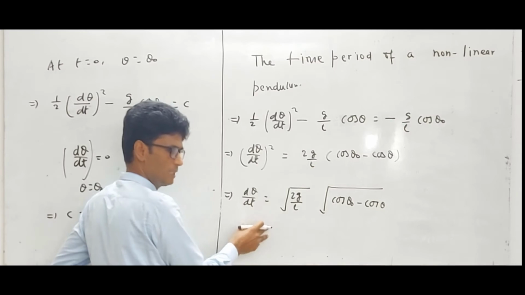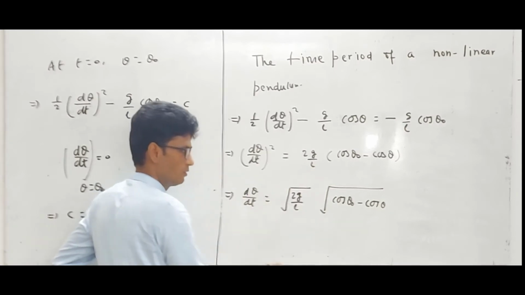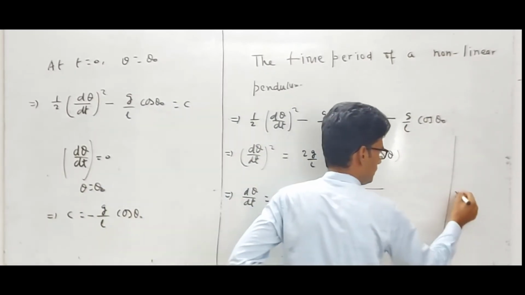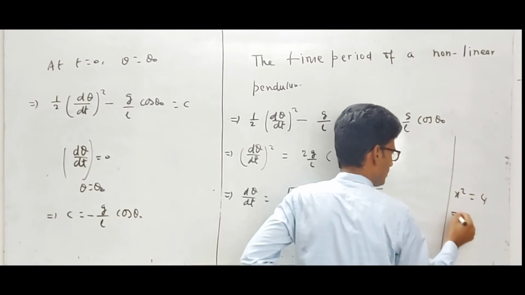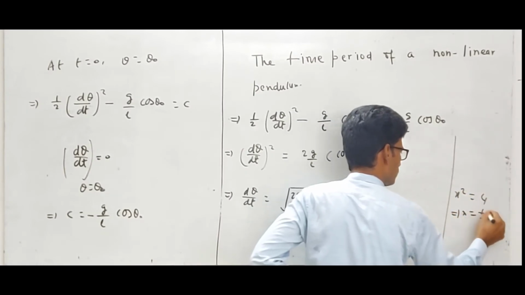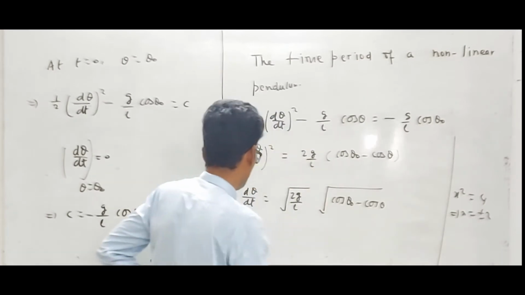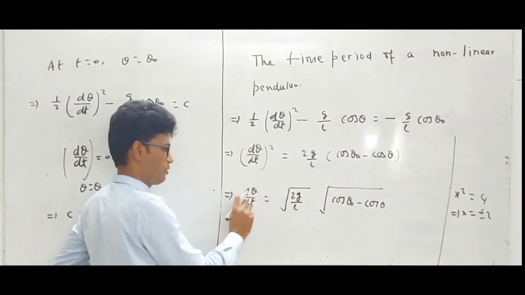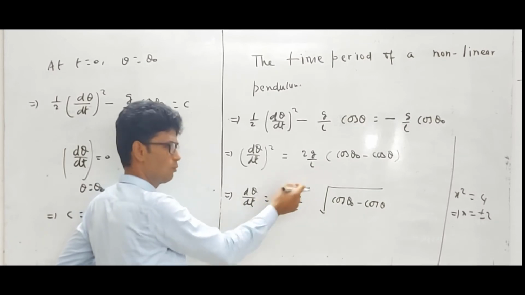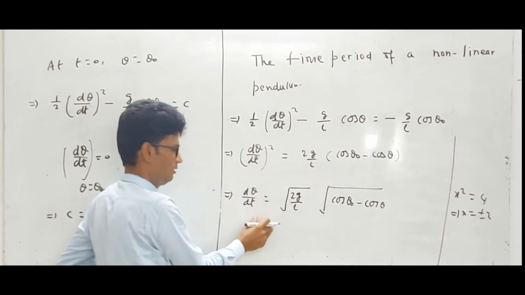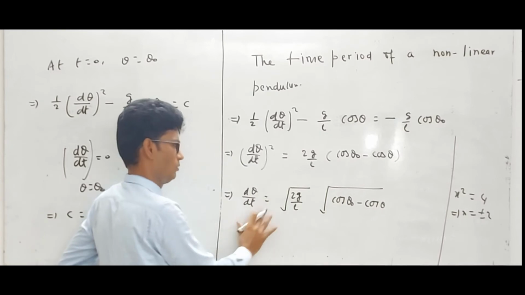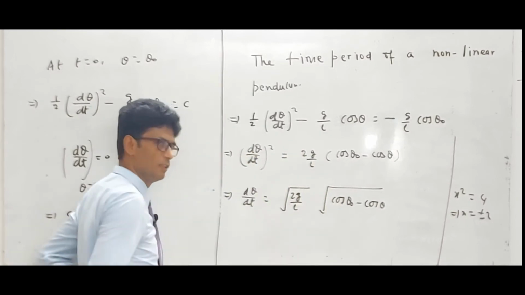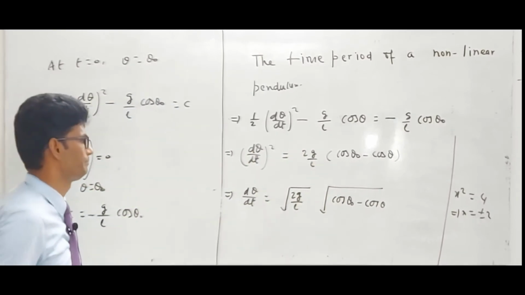Okay, so here the plus minus, as you know, x square is equal to 4. This implies x equal to plus minus 2. But here d theta by dt is taken as omega, as positive, so the negative square root has been left out. Only the positive square root has been taken. That is why the plus sign has been written here. Otherwise, in general, plus minus.